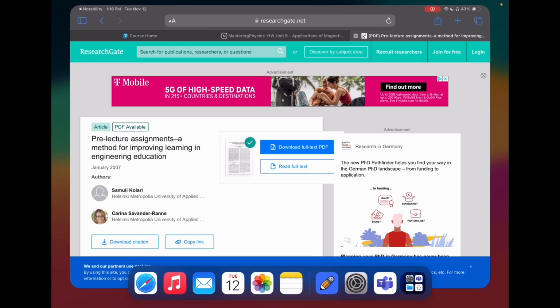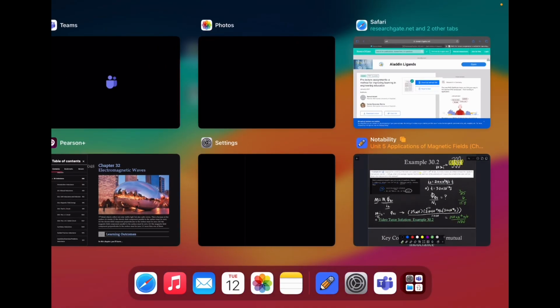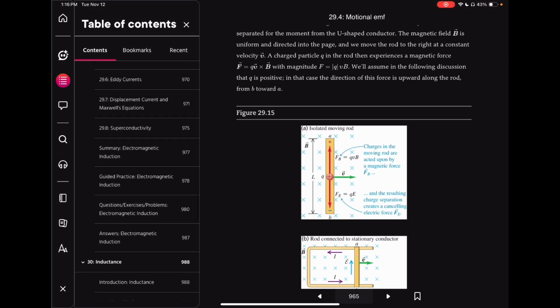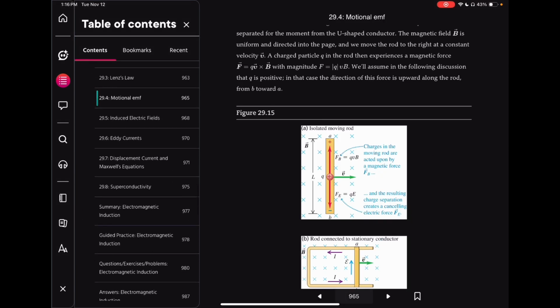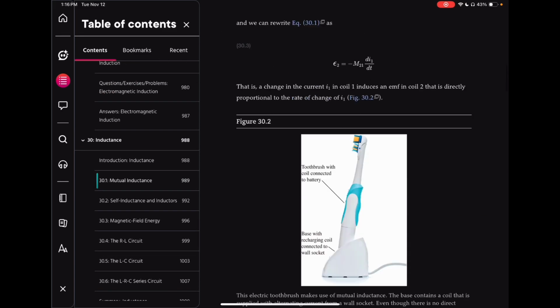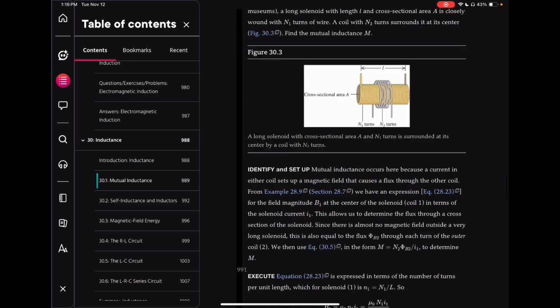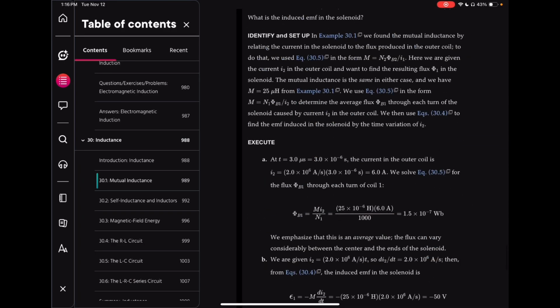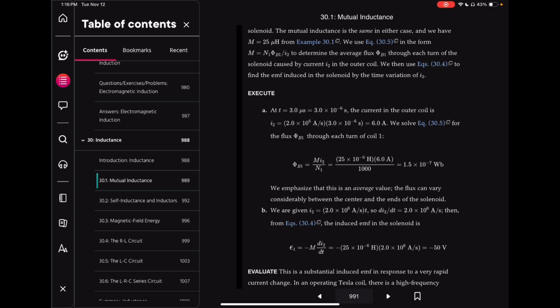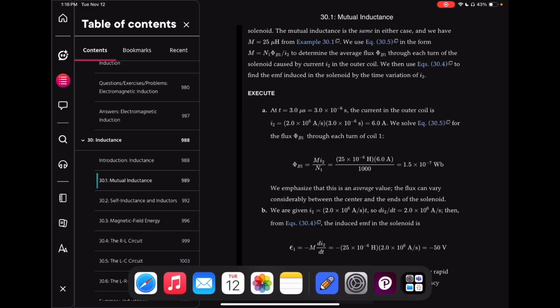So I was going to the book. We're in chapter 30, of course. Okay, yeah, so 10 to the minus 7. So there we go. They wanted I2 over N1. Okay, great. They wanted phi B1. That's what we did.